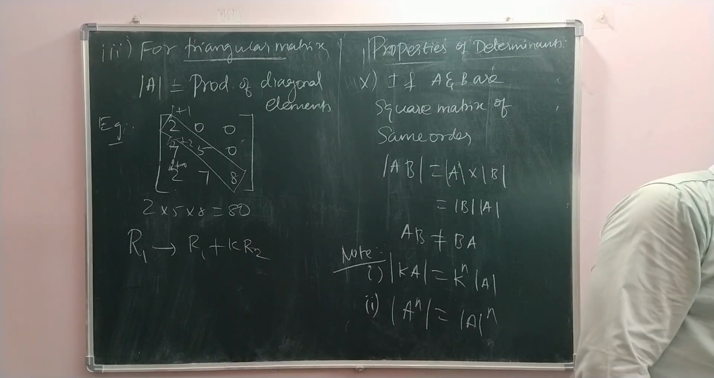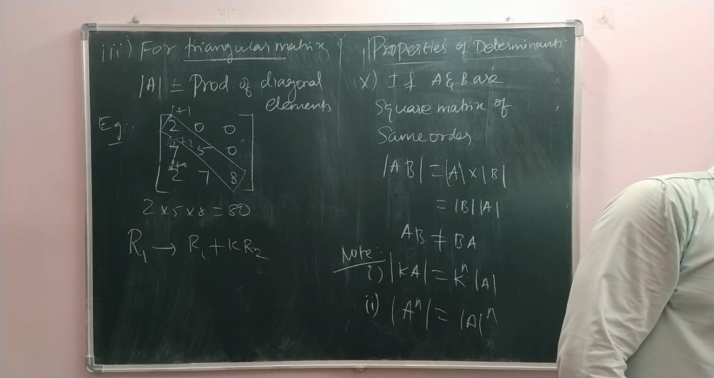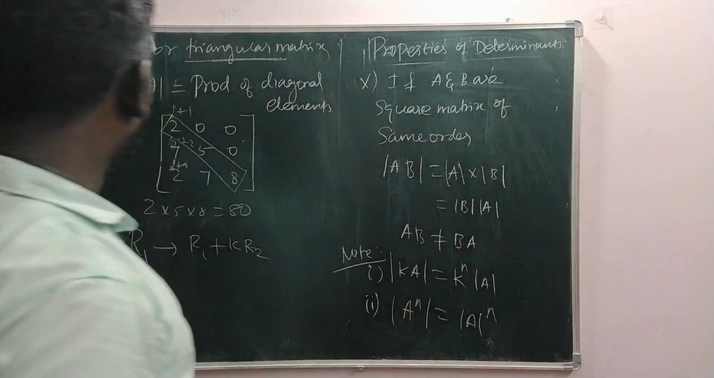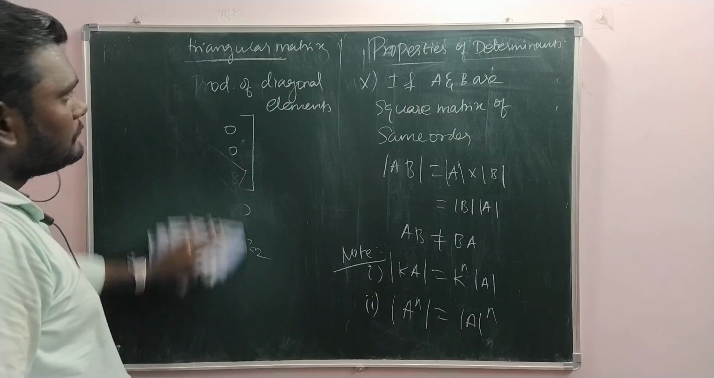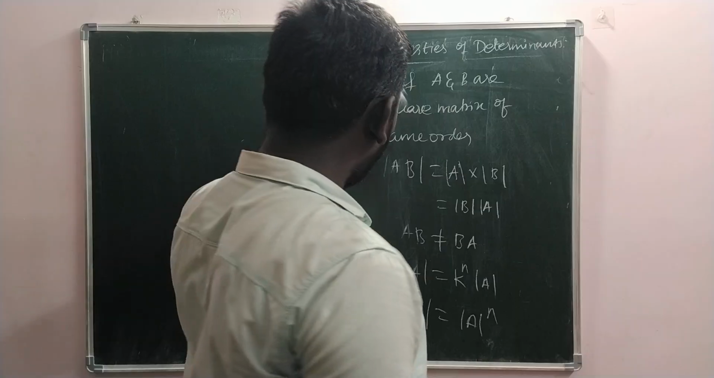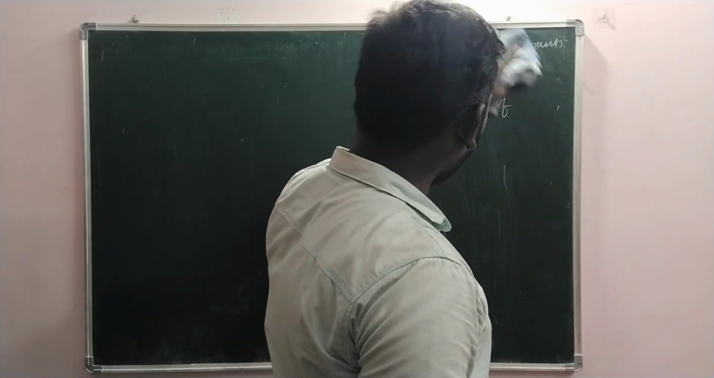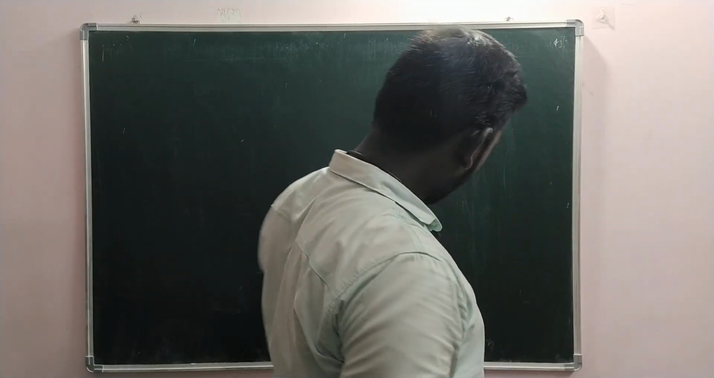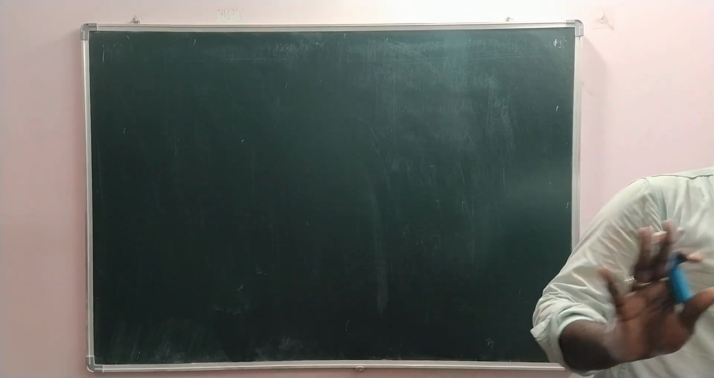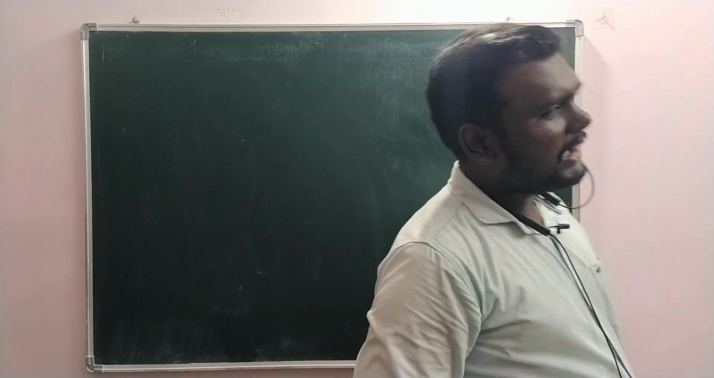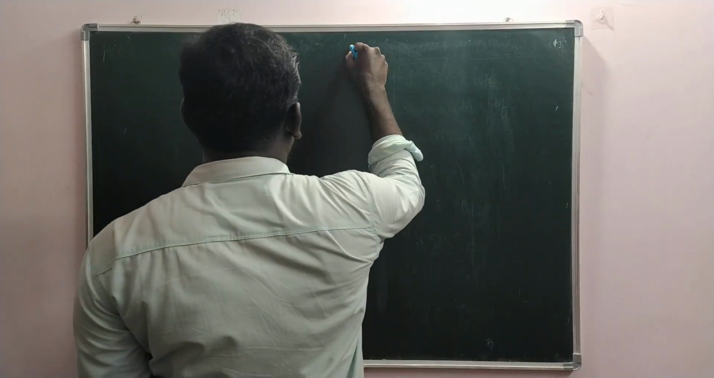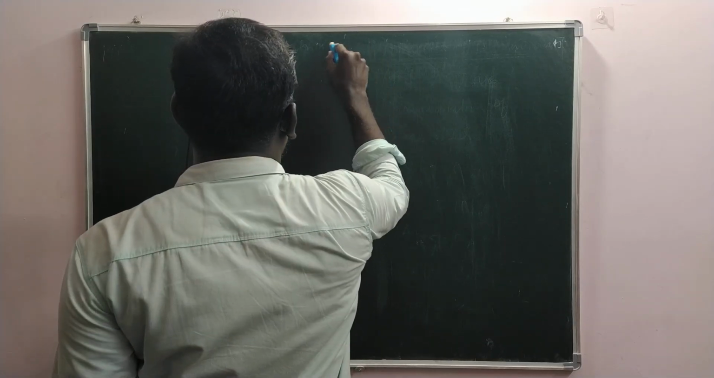Okay, now we'll see some solved examples. Do you have any doubts in these properties? See, in the question, they will not give us the property, this property or that property. We have to identify what property should be used. Okay. So, solved example 1.